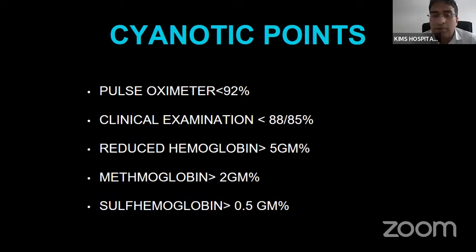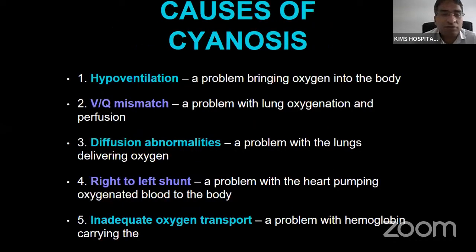As I told, in the lab, cyanosis appears when reduced hemoglobin is 5 gram percent, methemoglobin is 2 gram percent, and sulfhemoglobin is more than 0.5 gram percent. These are the cyanotic points. At that point the cyanosis appears and we are able to detect it.